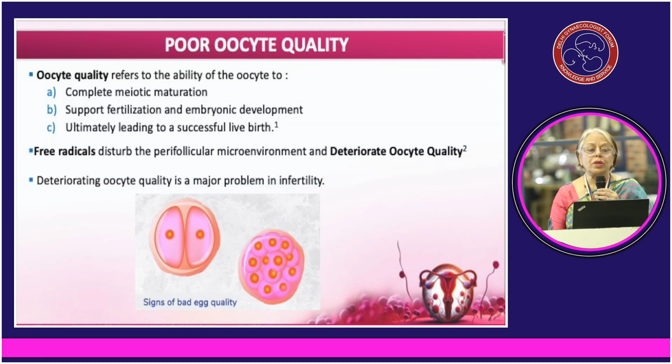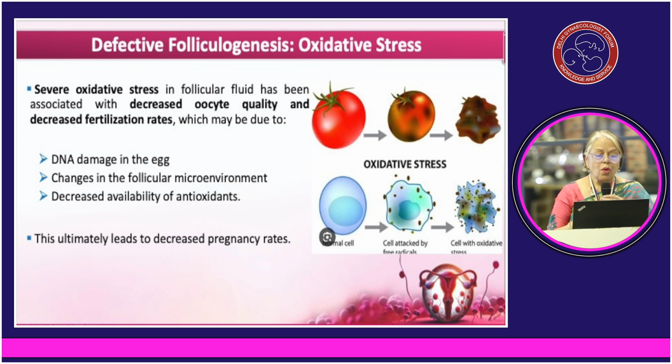Then it could be the poor oocyte. We've just talked about a poor oocyte. And so what is a good oocyte? It is one which completes the meiotic maturation, gets fertilized, undergoes embryonic development, and ultimately leads to a successful live birth. Free radicals disturb the environment inside the follicle and deteriorate the oocyte quality. We will be talking about these free radicals and the importance of nutrition. So this is what happens in a defective folliculogenesis.